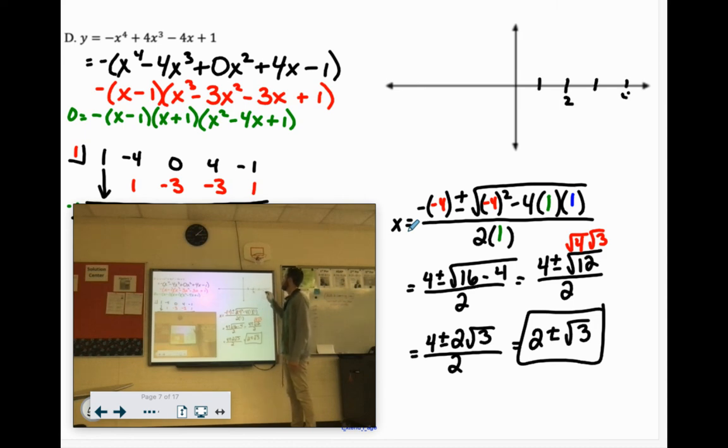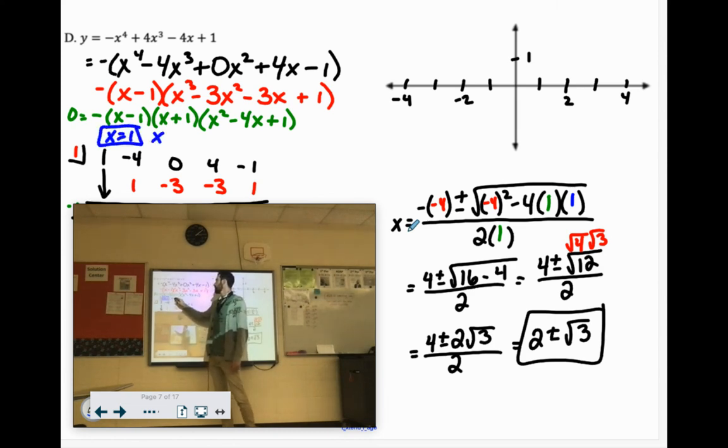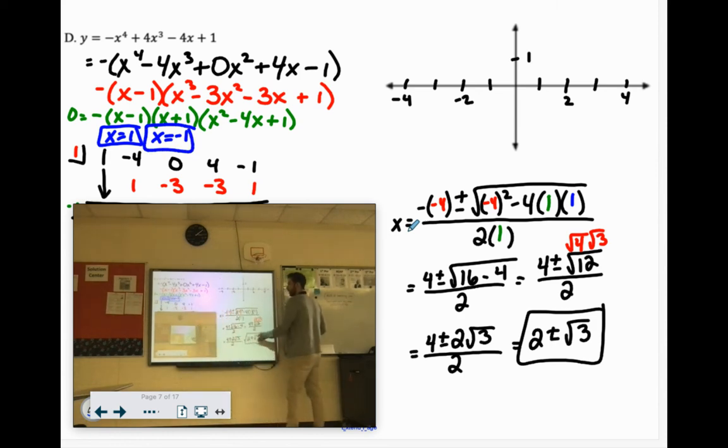Let's go 2, 4, negative 2, negative 4. And then our y-intercept here would be at positive 1, because you see that plus 1 at the end. All right, we got to find some other zeros. Man, this one was rough. So our first x is 1. Our second x is negative 1. Our third and fourth x are this 2 plus root 3 and 2 minus root 3.